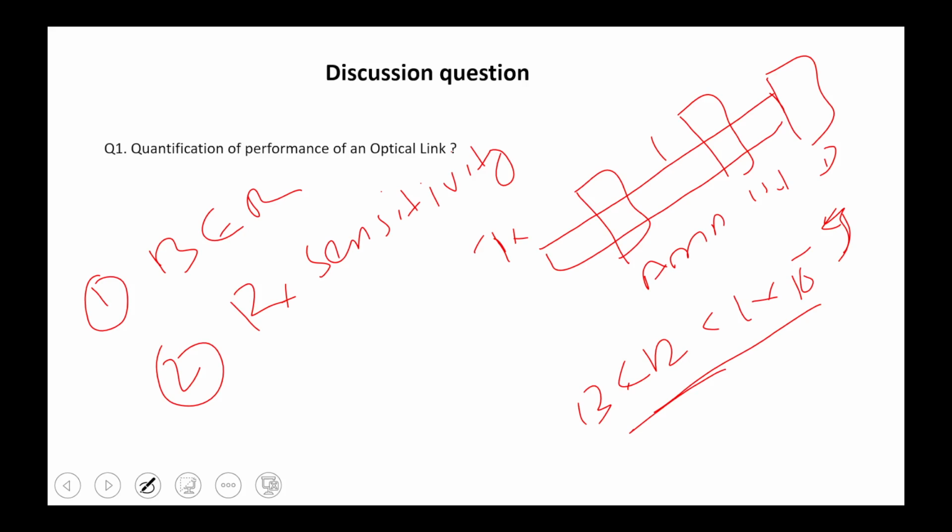We can know this through the bit error rate only. So for any optical link design, the acceptable bit error rate should be 1 into 10 to the power minus 9. What does it imply? It means the error should be less than 1 bit for transmission of over 1 into 10 to the power 9 bits.